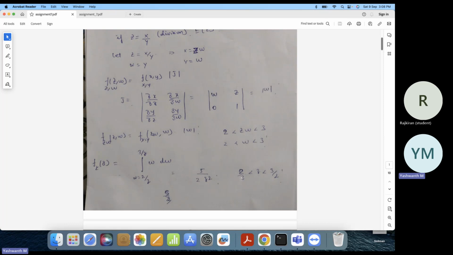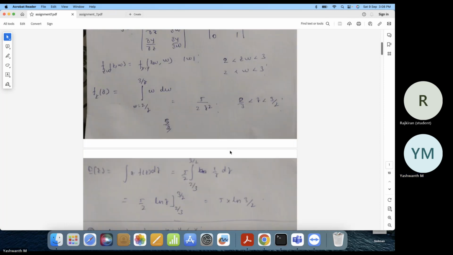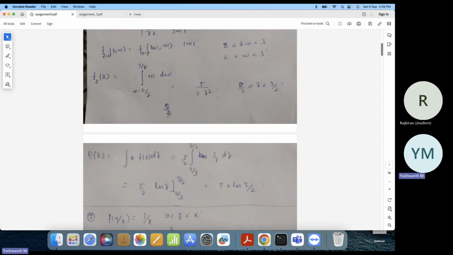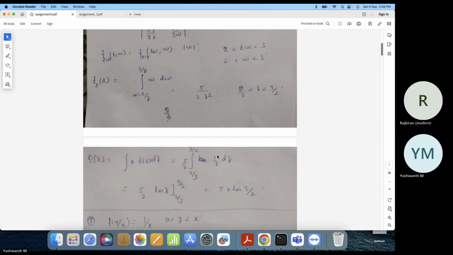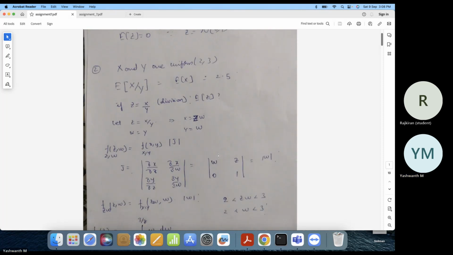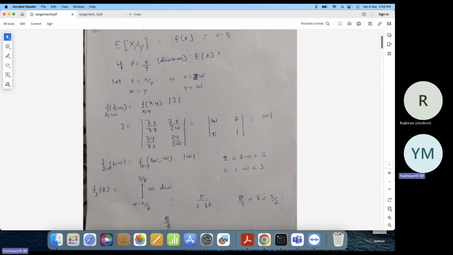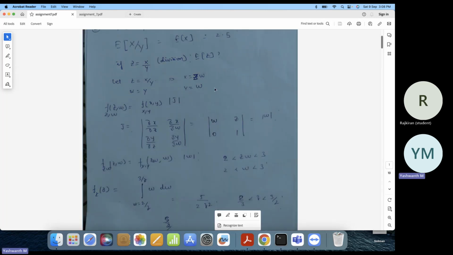The range is important. As I said, the range goes from 2 by 3 to 3 by 2. Why is the range important? We want to calculate the value of Z finally. So we do 5 by 2 times Z into 1 by Z square, that is 1 by Z, from 2 by 3 to 3 by 2. And this is nothing but 5 by 2 times log of 9 by 4. Okay, this is clear. This thing is important, identifying the range of Z.